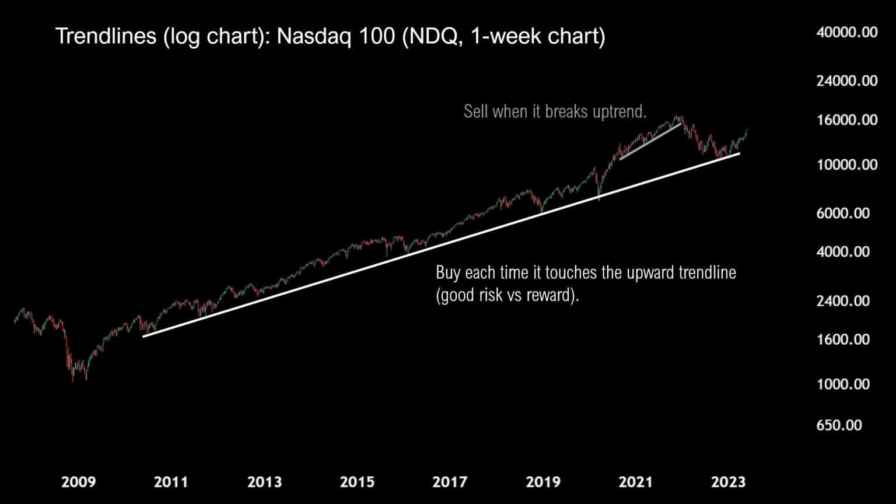The Nasdaq then moved in a downtrend, the teal line here connecting lower highs. Of course, once it broke the downtrend, it went up pretty quickly after that, as you can see. So it would have been a good time to buy the Nasdaq.